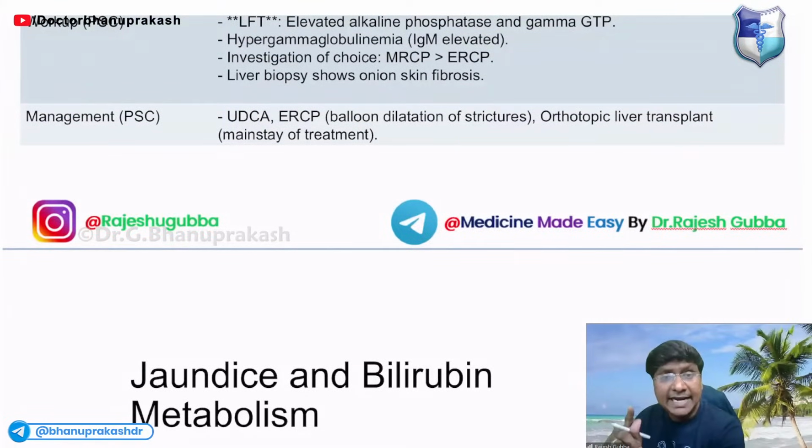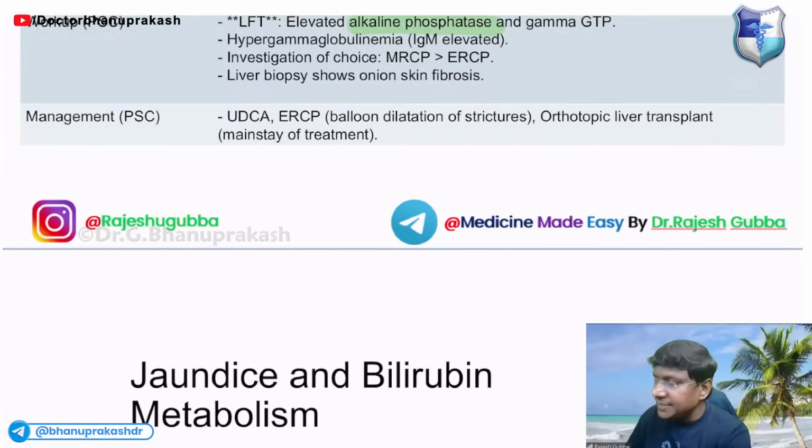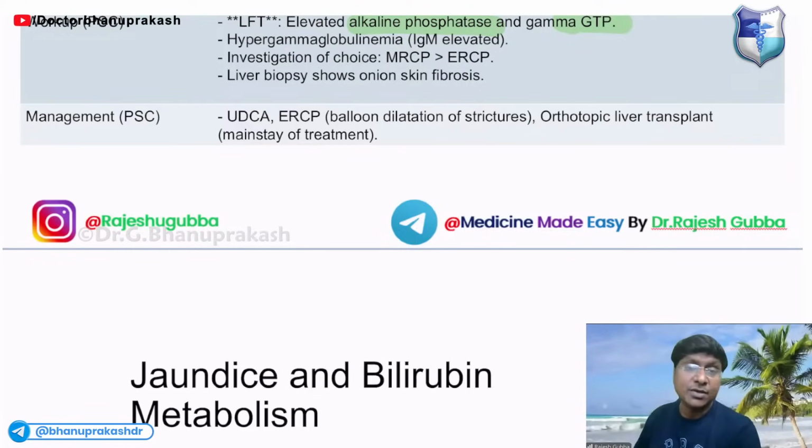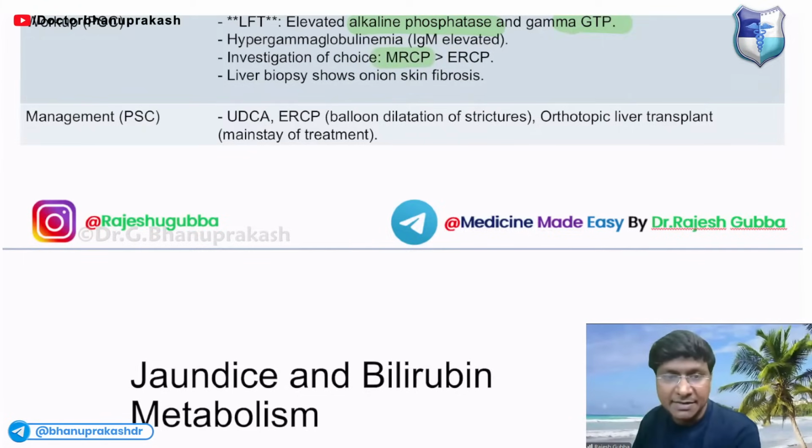See, it is a disorder of obstruction. What are the markers for obstruction? Alkaline phosphatase levels are elevated and GGT is elevated. These two are the markers of the obstructive pathology which are elevated, right? What is the investigation of choice? See, actually in primary biliary cholangitis, you can do a biopsy. But here, the investigation of choice is MRCP, magnetic resonance cholangiopancreatography. Right? If at all you do a liver biopsy, okay, you will have onion skin appearance.